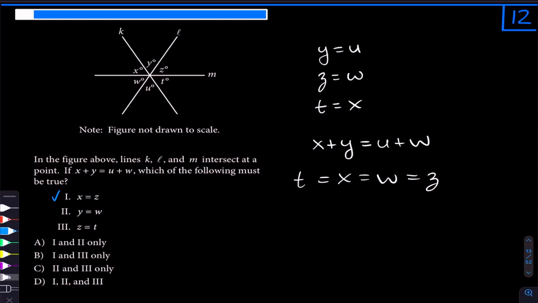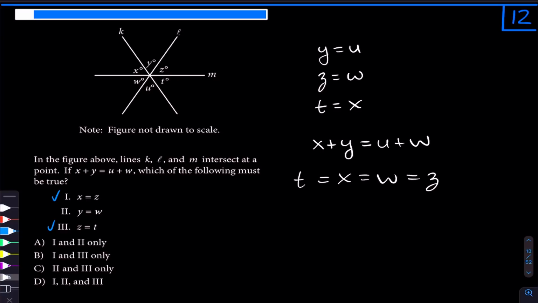What about y equals w? Well, I don't see that anywhere. I don't see anything that would equate y to w, so we can't really say that yet. 3z equals t, we do have that. So that works. But what about this y equals w thing? Is there any way that we could figure this out?